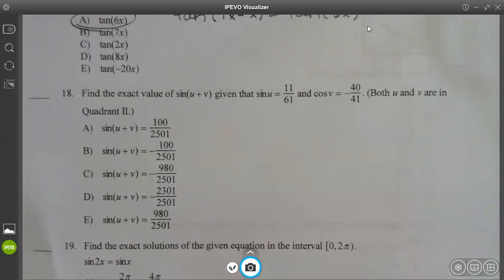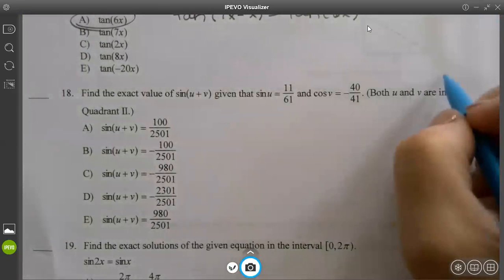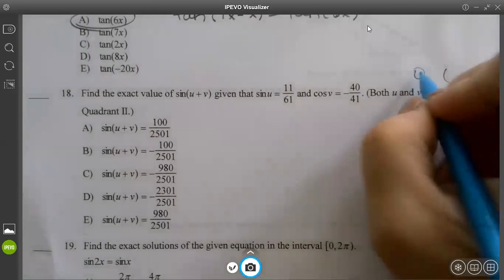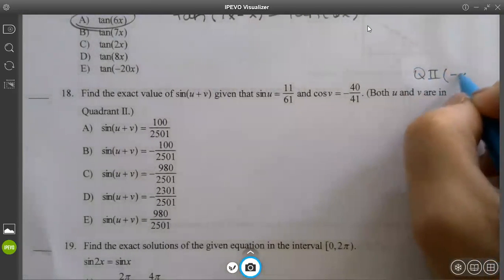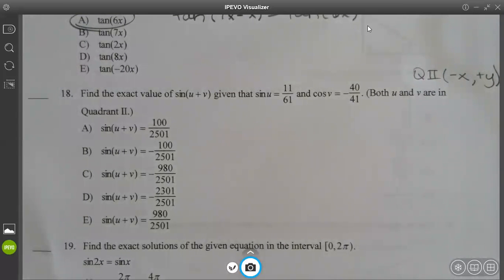Find the exact value of sine u plus v, given that sine u and cosine v are equal to those. Both u and v are in quadrant 2. What does that mean if both u and v are in quadrant 2? That means a negative x and a positive y. Okay, so a negative, positive.